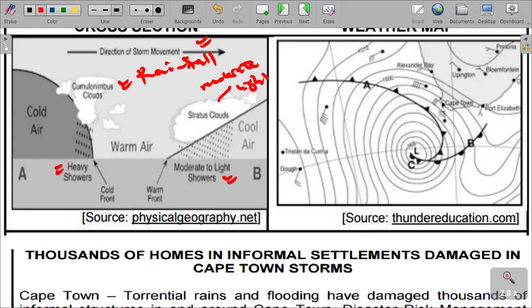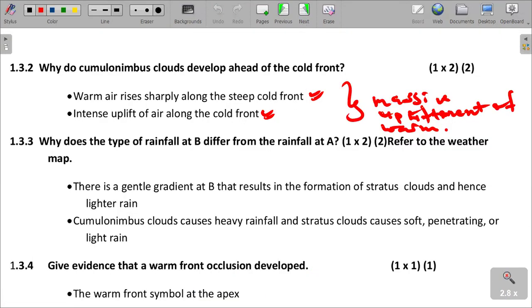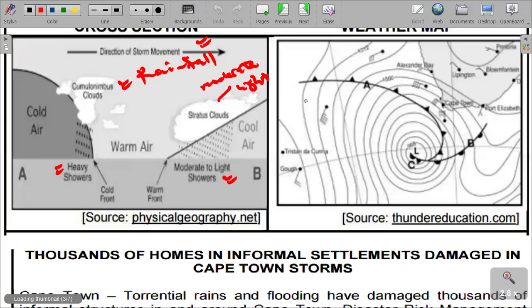Moderate light rainfall is associated with what? With the type of clouds that we are given there. What we need to understand here is that, as you can see, there is a gentle gradient at B that results in the formation of stratus clouds and hence light rainfall. At B we have a gentle slope that results in the formation of the stratus clouds that we are seeing there.